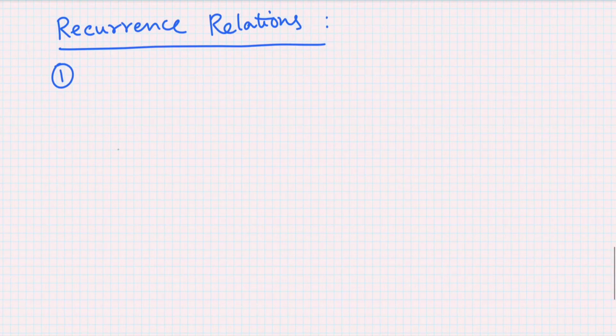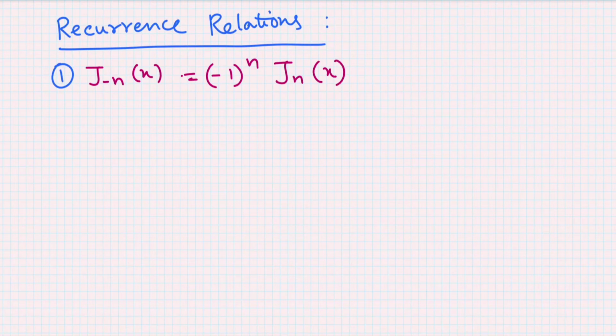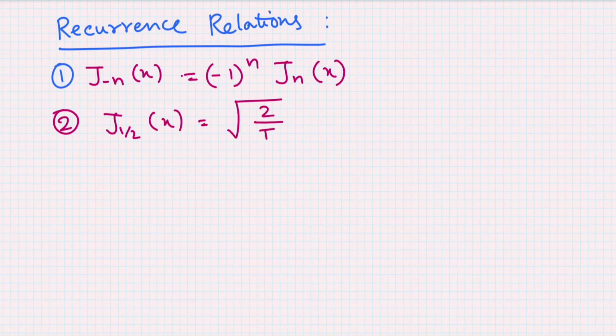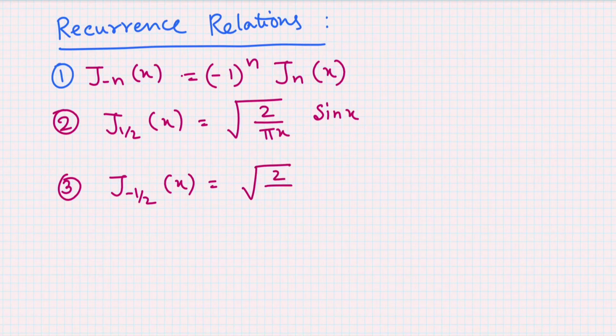So the first one is J of minus n x equal to minus 1 power n into J n x. So this is the relation between J n x and J minus n x. Relation number 2, this is J half x, this is equal to root over of 2 by pi x into sin x. This relation number 3, J of minus half x, this is equal to root over of 2 by pi x into cos x.